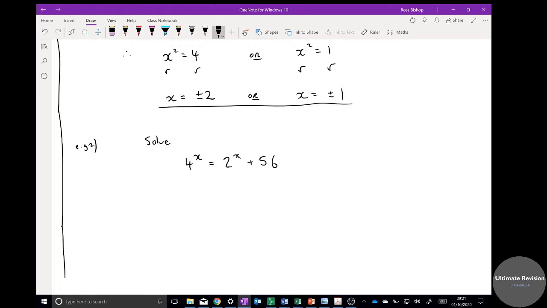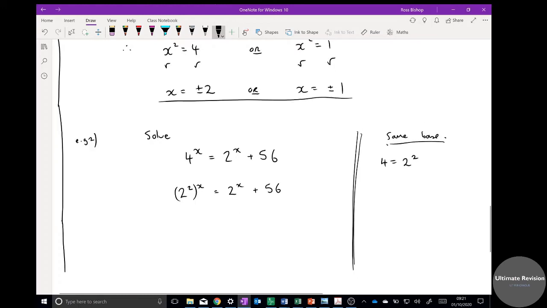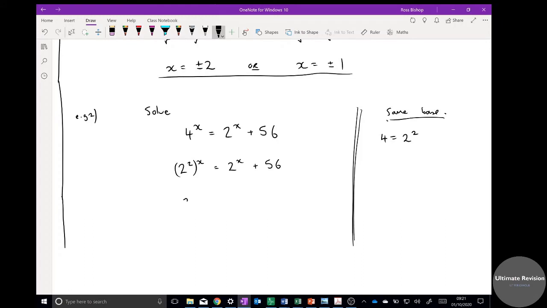So I'm trying to get all the same base. What I mean by that is I need to get them all really to 2 to the power of something in this case. And I know that 4 is equal to 2 squared. So let's replace 4 with 2 squared, to the x equals 2 to the x plus 56. Just going to rewrite this, because it doesn't matter, I can flip these round the other way. So it's actually 2 to the x squared equals 2 to the x plus 56.